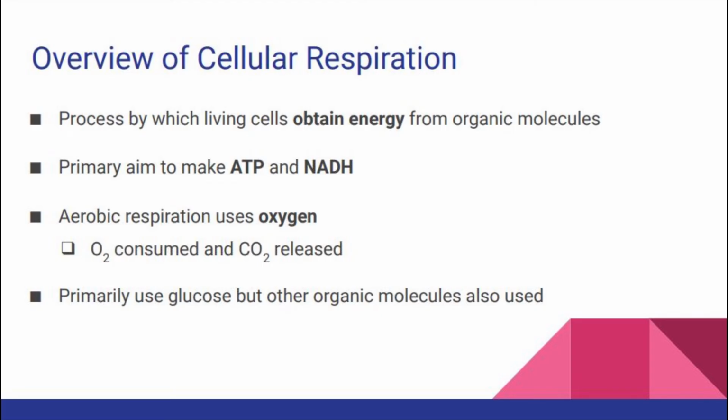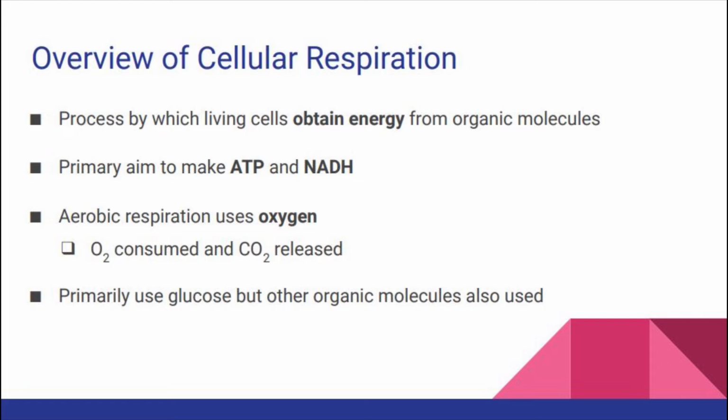Okay, brief overview of the whole process before we dig into it is that cellular respiration is the way that living cells get energy from organic molecules. So you eat a piece of bread, that bread has some starch in it, has some glucose in it. Our goal is to make energy that a cell can actually use out of that piece of bread. And the form of energy that cells can really use is ATP. So we're going to make ATP.